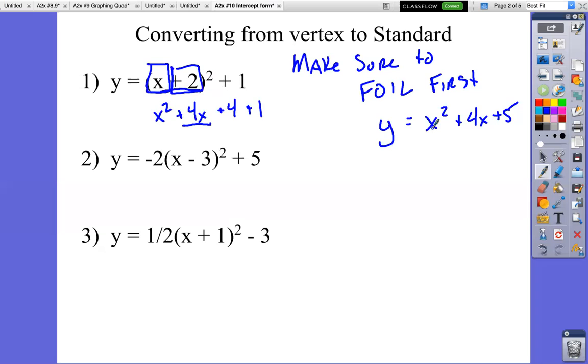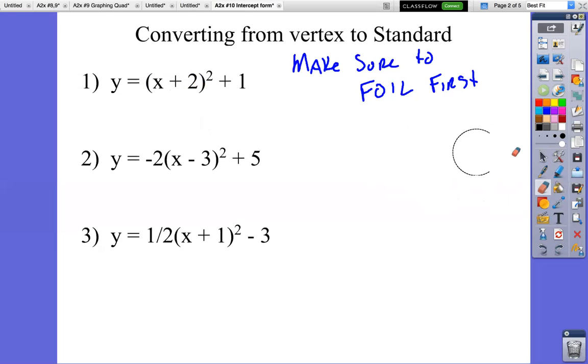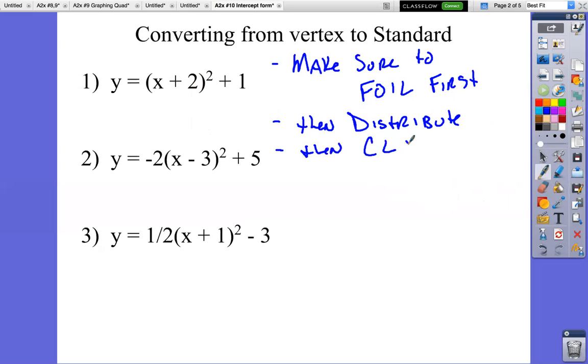Take a second and try number 2 on your own. About 15 more seconds.